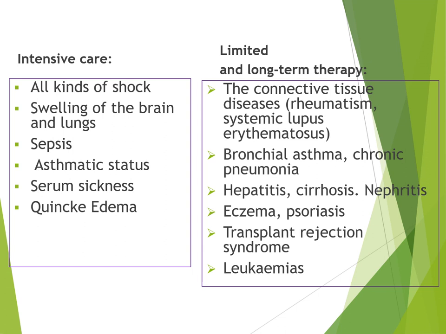Also, we use it in hepatitis, in cirrhosis, in nephritis, or we use it in eczema, psoriasis. Also, in transplant rejection syndrome, a high dose of glucocorticoids is given along with other immunosuppressant agents to prevent rejection reaction, followed by a low maintenance dose.